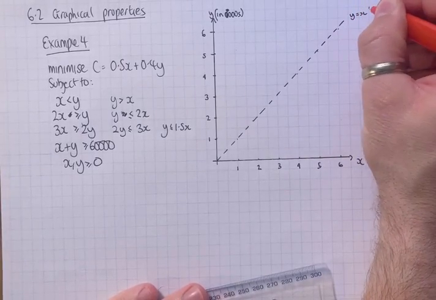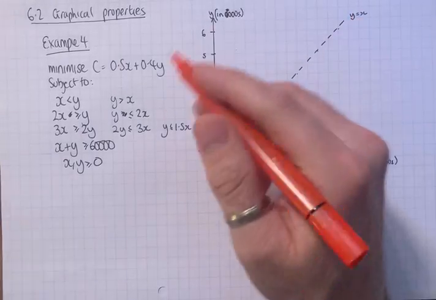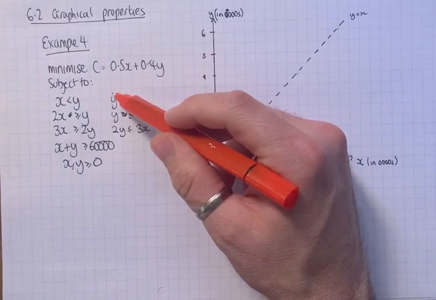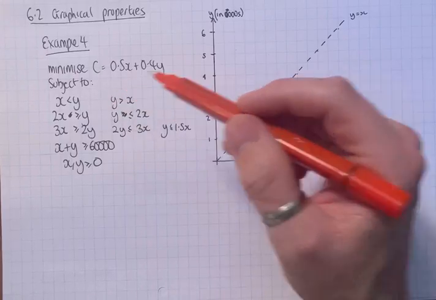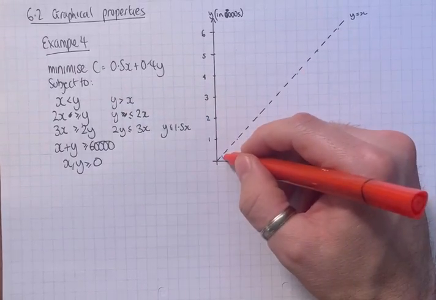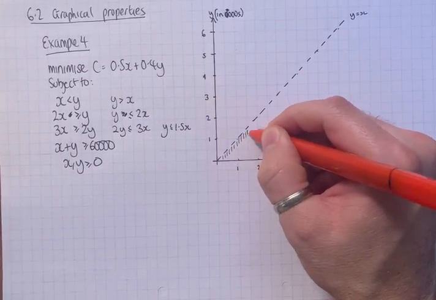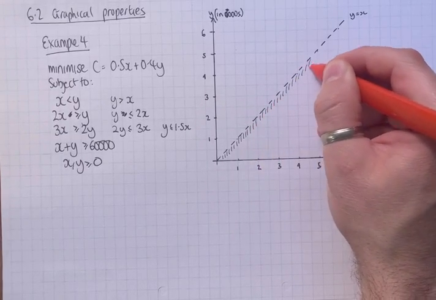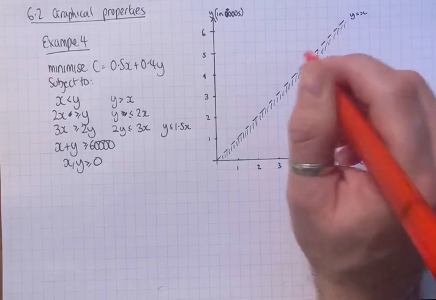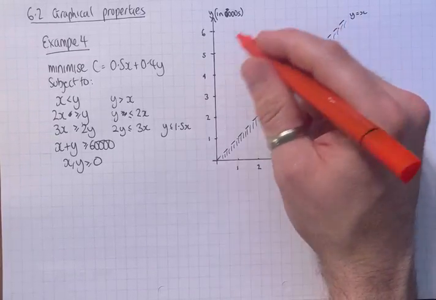Y equals x. Now we're told y is greater than x, y is bigger than, y is above. So we can be above this line. So I'm just going to put some shading marks below this line, which indicates our solution must be over here somewhere.